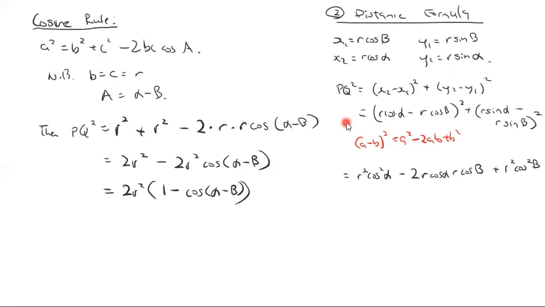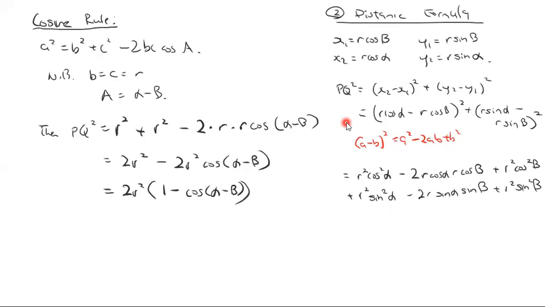And then for our purposes here, because I'm running out of space as well, I'll just expand the second one normally as well. So we'll get r squared sine squared alpha minus 2r sine alpha sine beta plus r squared sine squared beta. Did everyone get there? Tiffany, Jocelyn, did you guys get this line? Yep. All right.